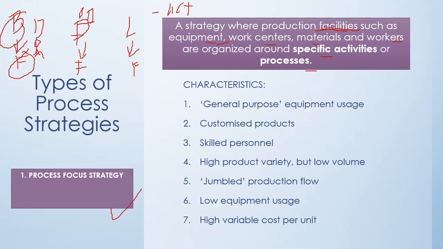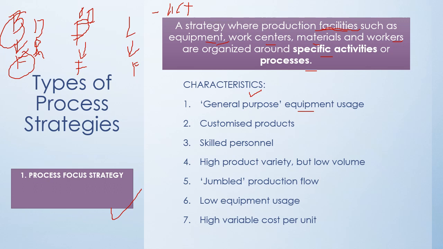Okay, what are the characteristics of a process focused strategy? So the company using process focused strategy is using general purpose equipment. So general purpose equipment is where an equipment is having one generic purpose. Generic purpose ni maksudnya purpose yang umum. And that equipment can be used to produce many things, such as printing company.